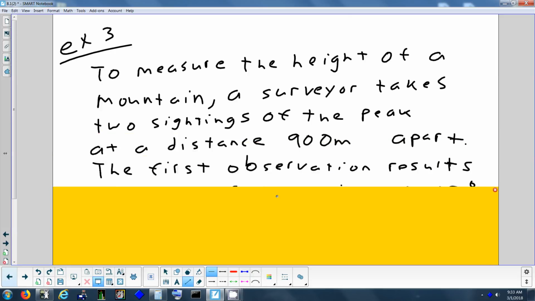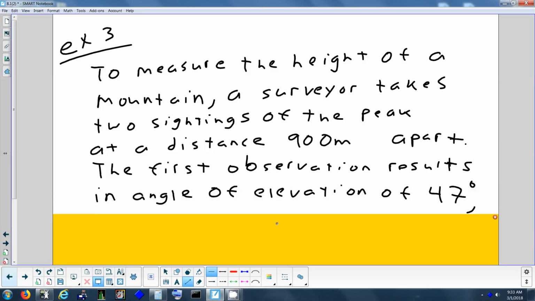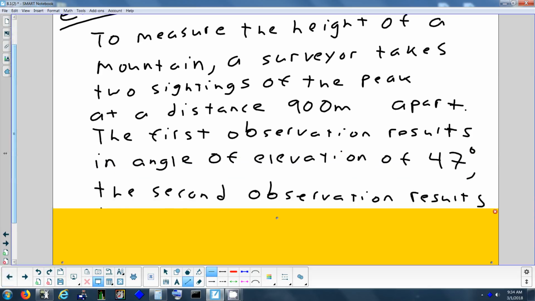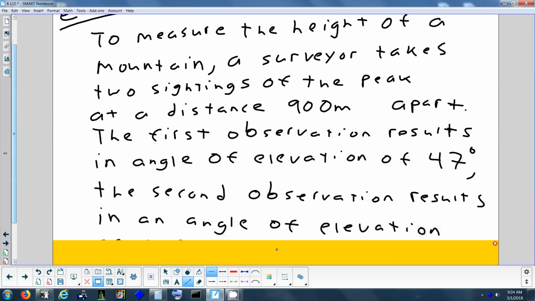And the first sighting, the person sets up their transit, they look through the top of it, they set their scope right on the top of this object, and they measure an angle of 47 degrees from their perspective to the top of this object. In our case, it's a mountain. And then they back up 900 meters, and they're going to do another sighting. So the angle is going to change this time.